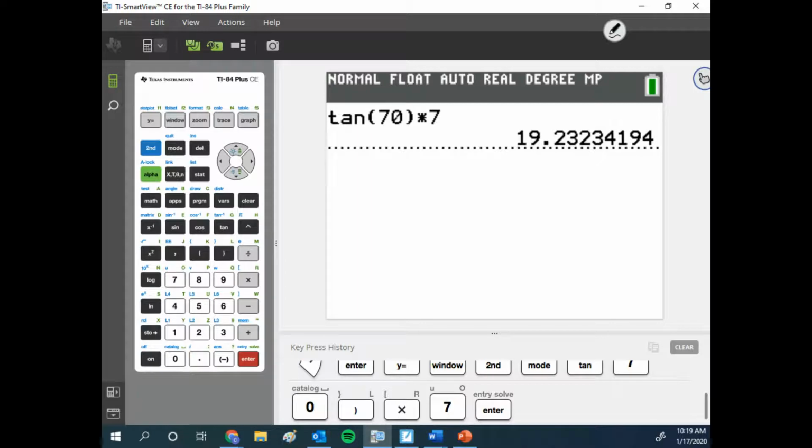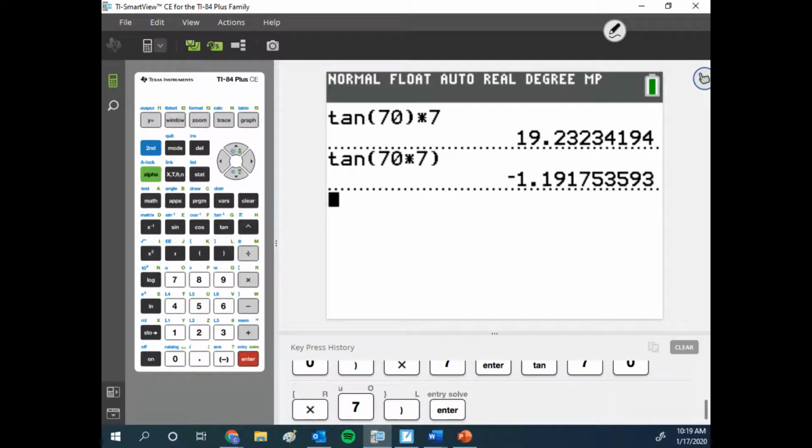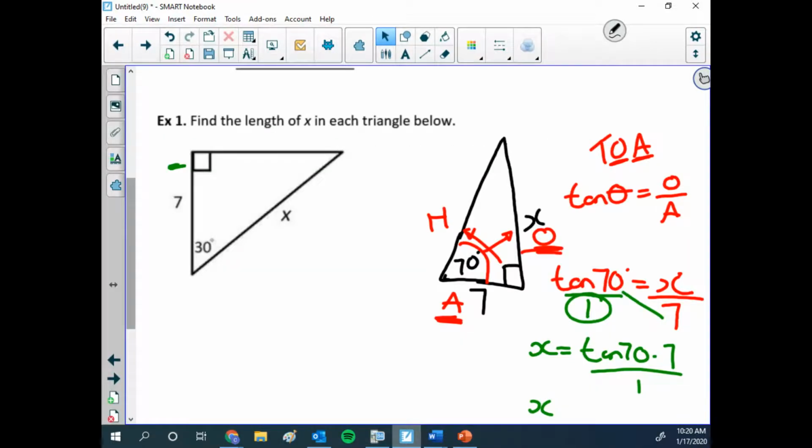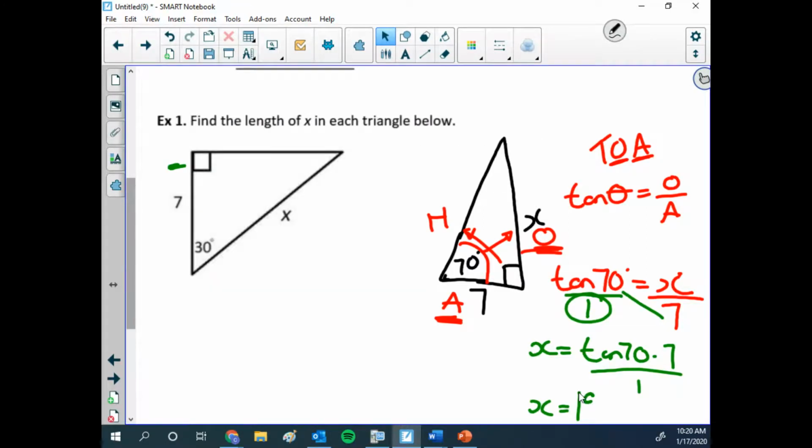If I did it the other way, where I didn't close that bracket, my answer is just not going to make any sense usually. So tan 70 times 7 gives negative 1.1. Well, that's impossible, right? So make sure that you're closing off. Sometimes it might be reasonable, but sometimes it won't be. So make sure you're closing off your angle when you're solving those questions. We just said that was equal to 19.2, and my work for that is done.